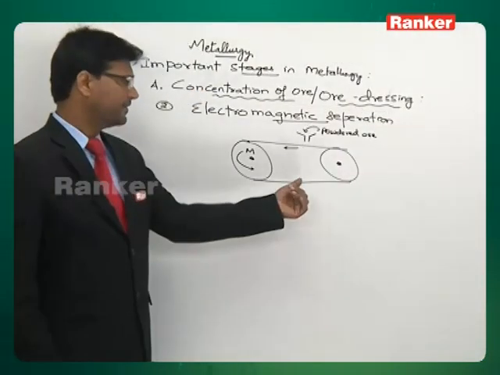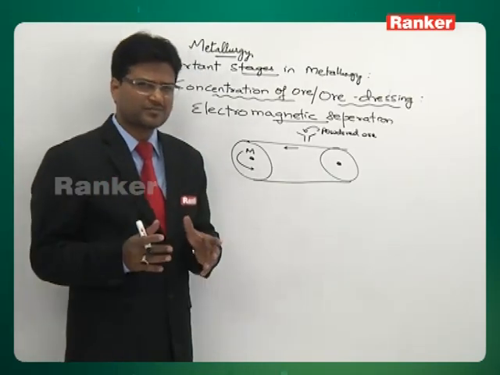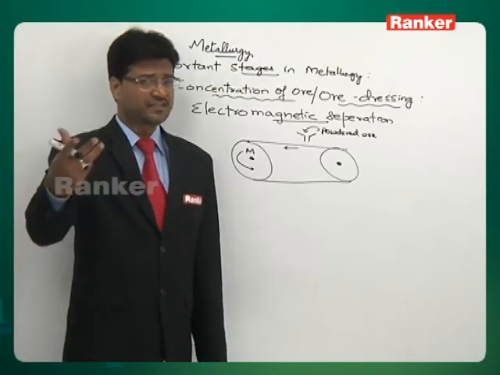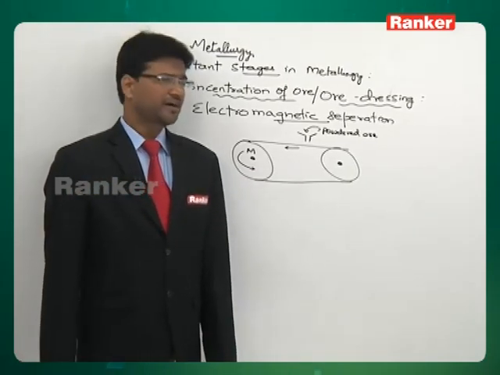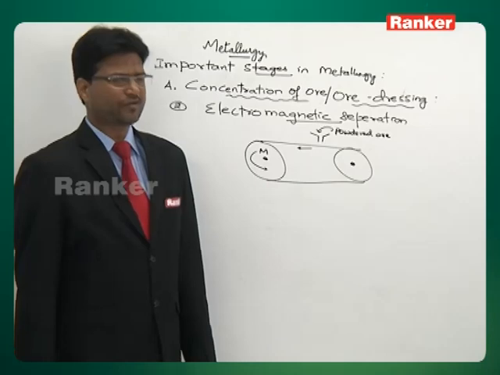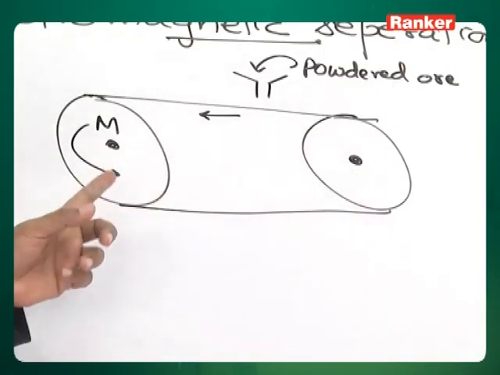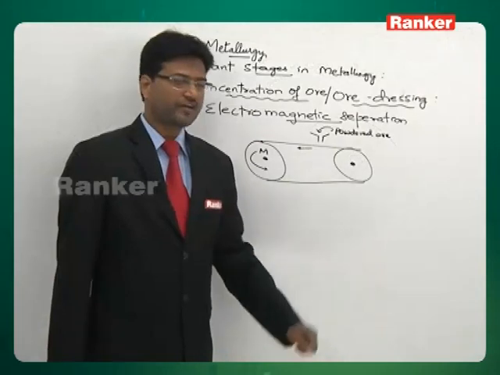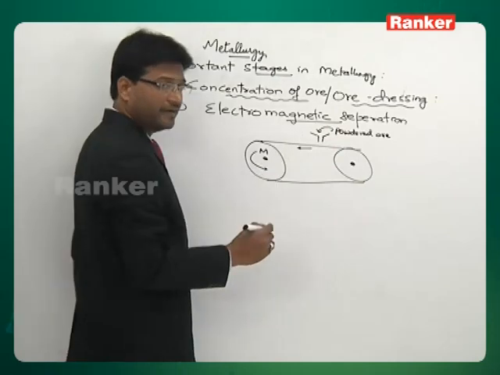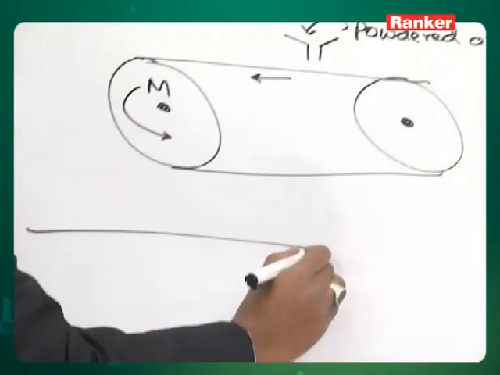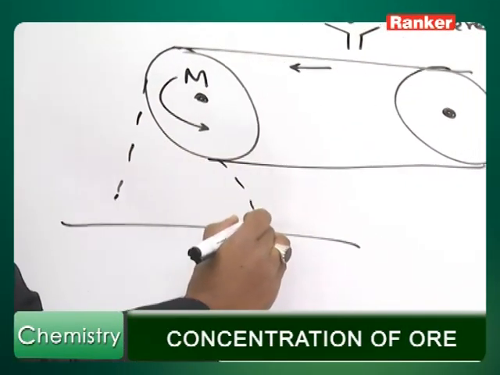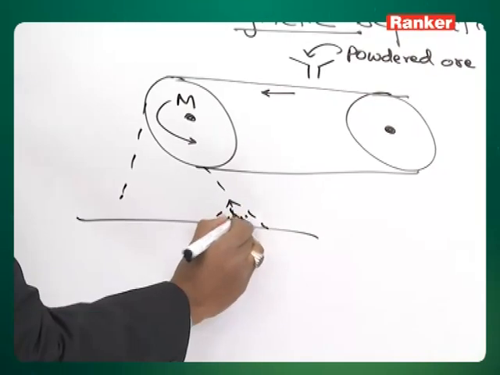Let me tell you, this method is adopted when one of these substances, either impurity or your ore, is magnetic and the other one is non-magnetic. So here we are exploiting difference in the magnetic nature of impurity and the compound to be purified. We have a non-magnetic roller here and a magnetic roller. These are connected through a conveyor belt, right? And powdered ore is being poured from one end. So what happens, the two substances, magnetic and non-magnetic substances, they fall down as two separate heaps.